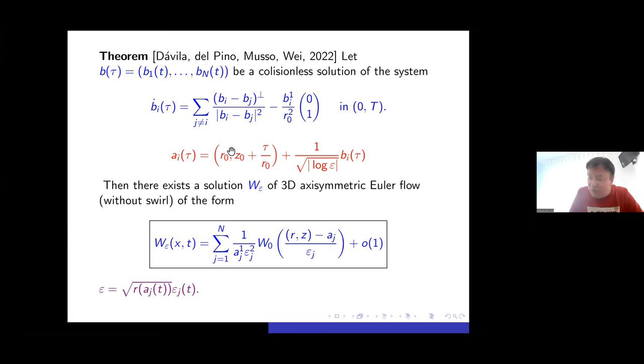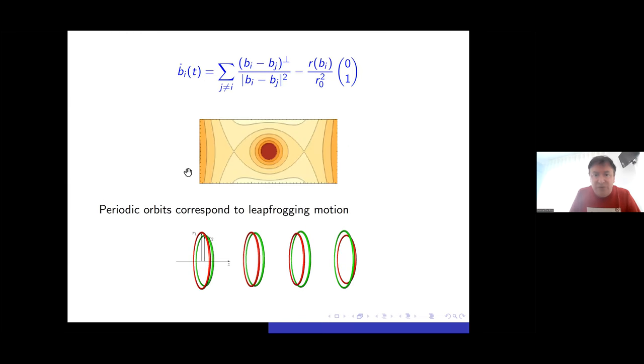If you start with a solution of this form for the centers of the radii of the rings, then you end up having a solution of this form, as one would expect. In other words, if you take any periodic solution associated to this problem, this is the phase plane, you end up with the corresponding leapfrogging motion.